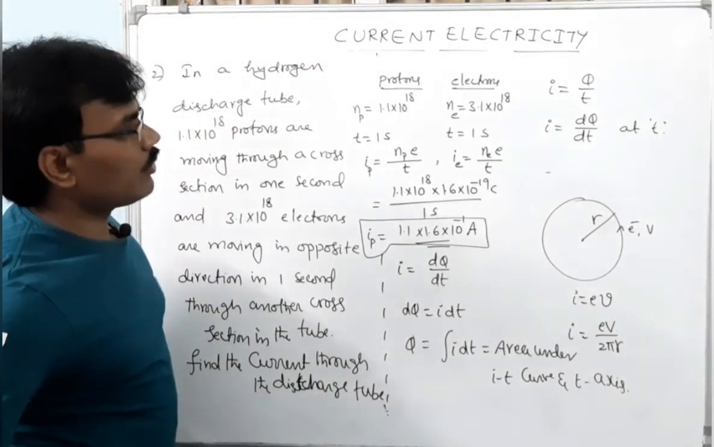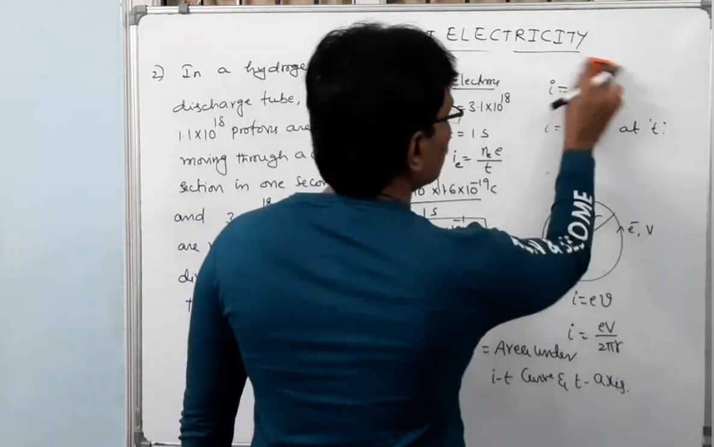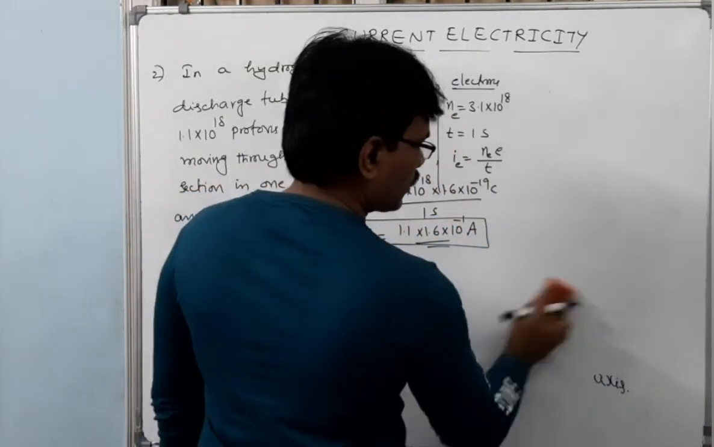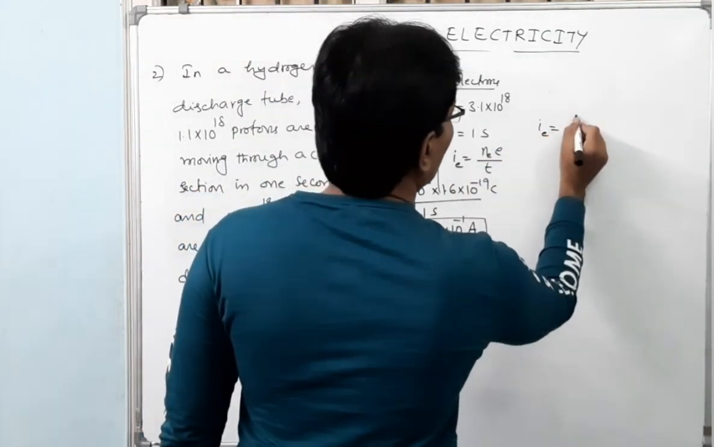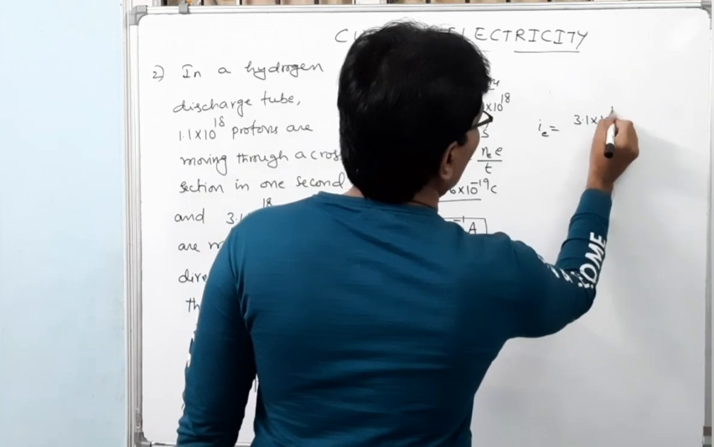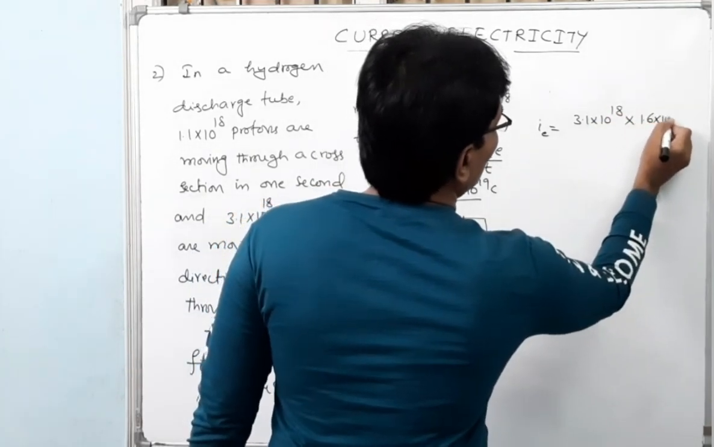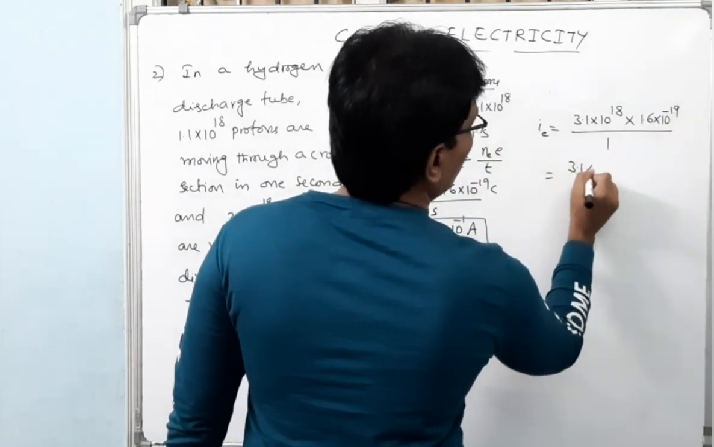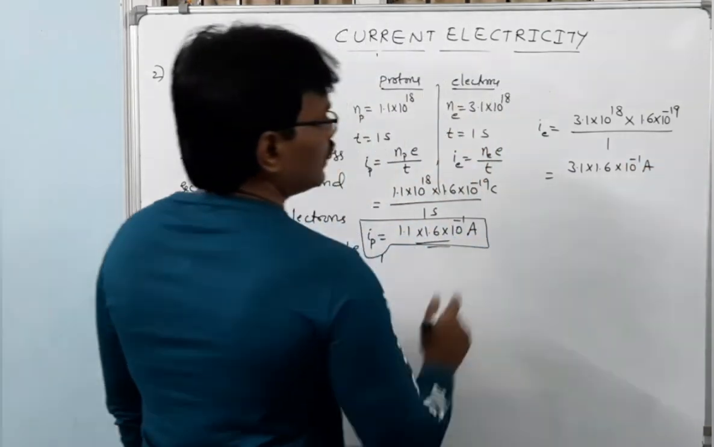Similarly, we have to find the electron current. If you apply the same formula for electrons, then for the electron current IE, the number of electrons is 3.1 into 10 power 18, multiplied by the charge of an electron, 1.6 into 10 power minus 19, divided by time, 1 second. Therefore it is 3.1 into 1.6 into 10 power minus 1 amperes. This is the electron current.